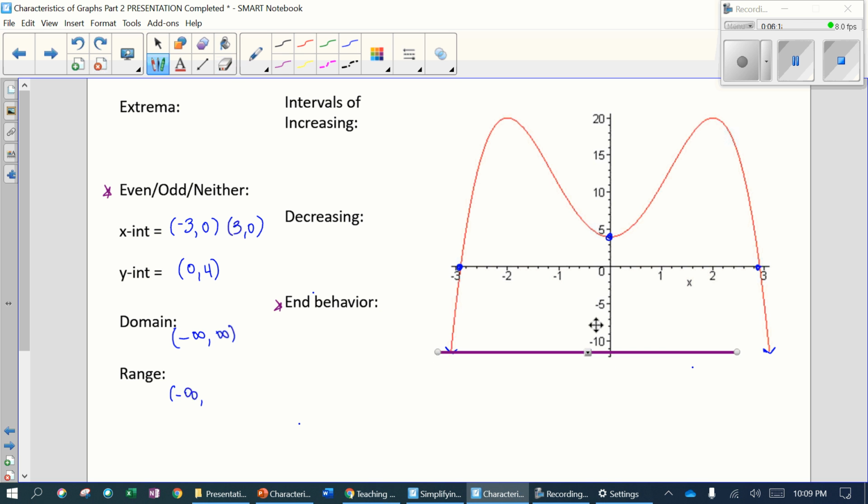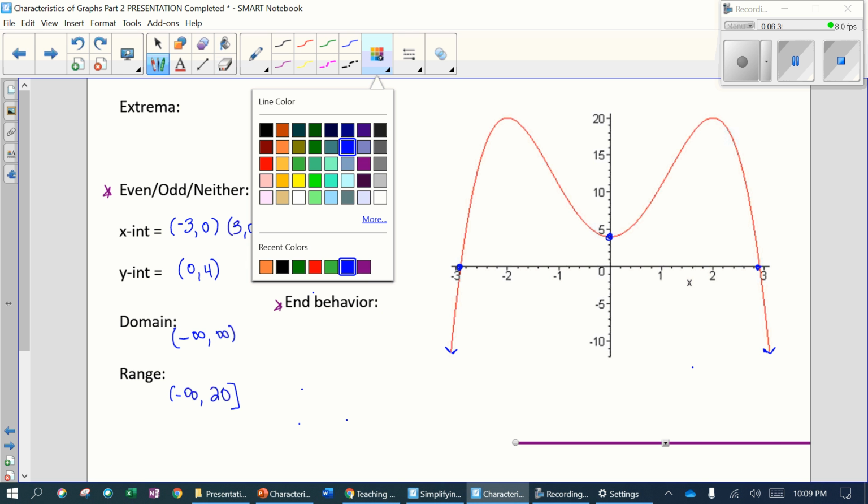Okay, now we're going to move up. So starting at the middle, I'm going to go up until I run out of graph. Looks like it stops right there. There's the top, which means the y value is 20. Now, is it including or not including? Well, it's the top of the graph, and there's no holes there, so we would include that.